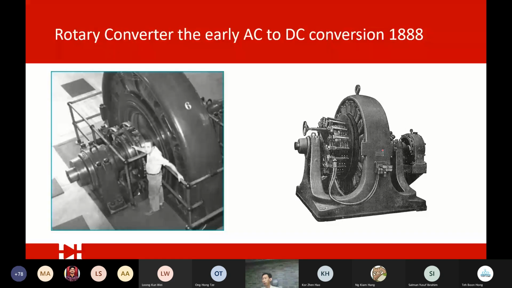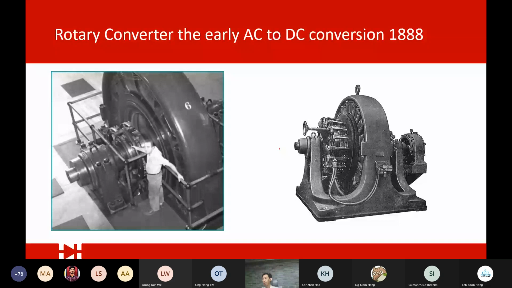All right, now let's look back in time, in the old days. How did they actually perform this AC to DC conversion? Back then there was no diode. Diode and transistor were invented in the 1950s, right after World War II. Before that, we already had electricity. So for example, in the year 1888, how did they do the conversion?